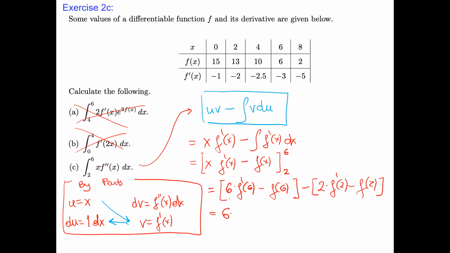Okay, 6 times f prime at 6, and f prime at 6 is negative 3. F of 6 is actually 6. We knew this. Minus 2 times f prime at 2, which is negative 2. F of 2 is 13.